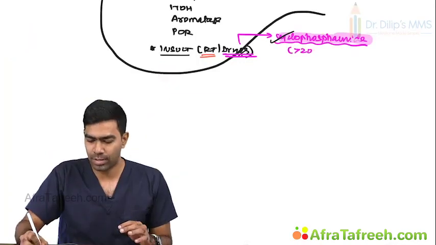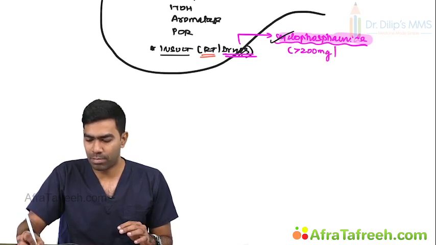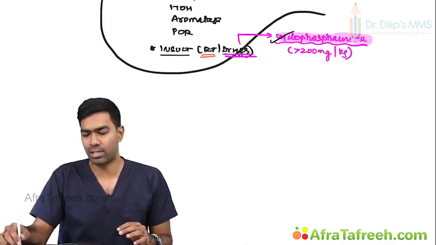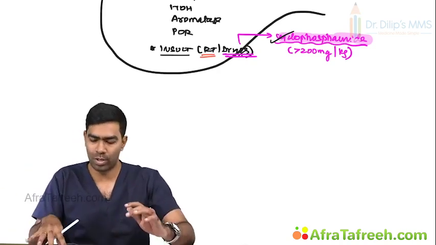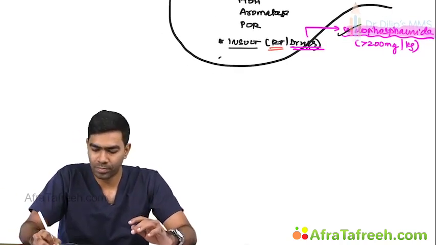So cyclophosphamide is a very important drug, especially at doses of more than 200 milligram per kilogram. It is highly gonadotoxic. It can kill the testis as well as the ovary. Very, very important cause of infertility.